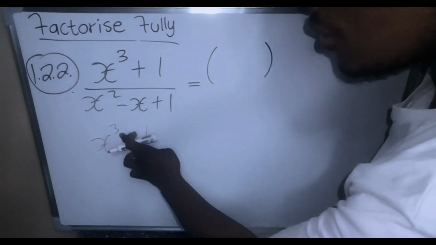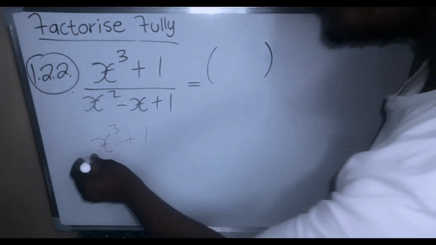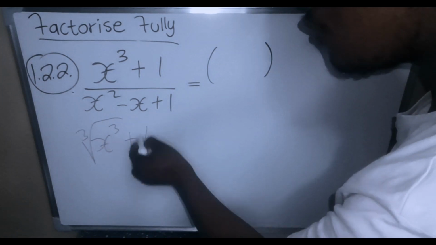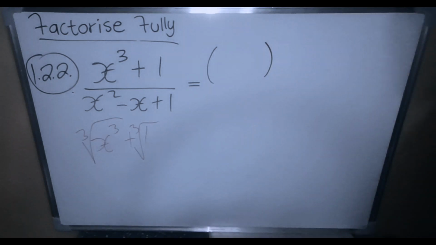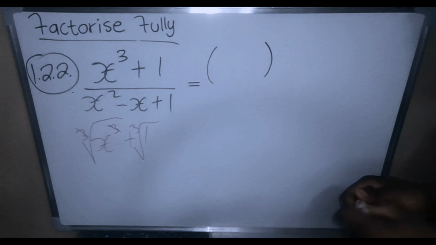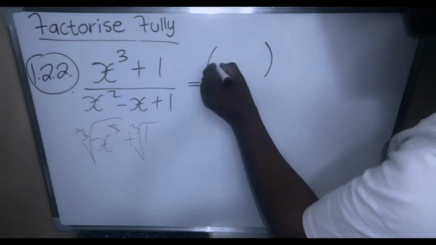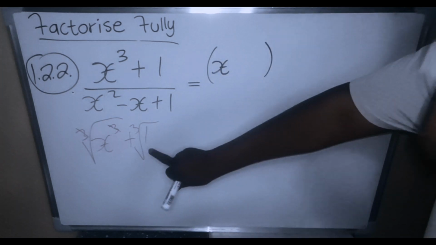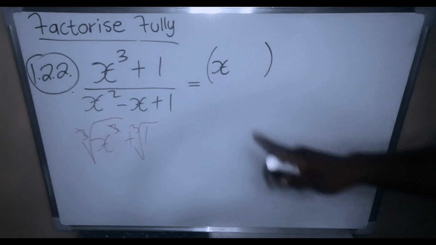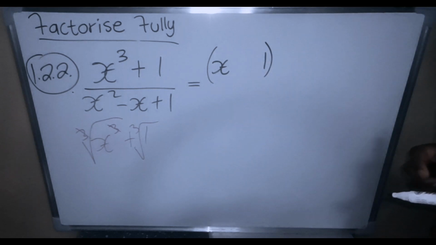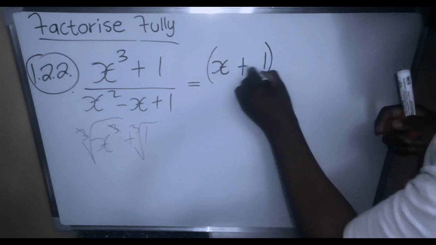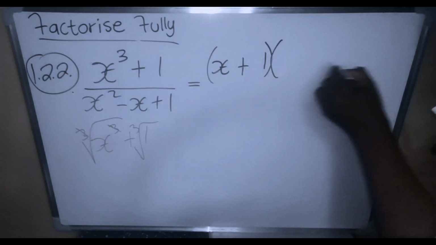Since we have a cube, you introduce the cube root of x cubed and the cube root of 1. What is the cube root of x cubed? It is x, because this 3 will cancel this 3, leaving x here. I'm going to write it here, x. What is the cube root of 1? It is 1. Therefore it will be 1 here. I hope we are clear on that. Then this sign remains the same, positive here. Are we clear? You open another bracket again.